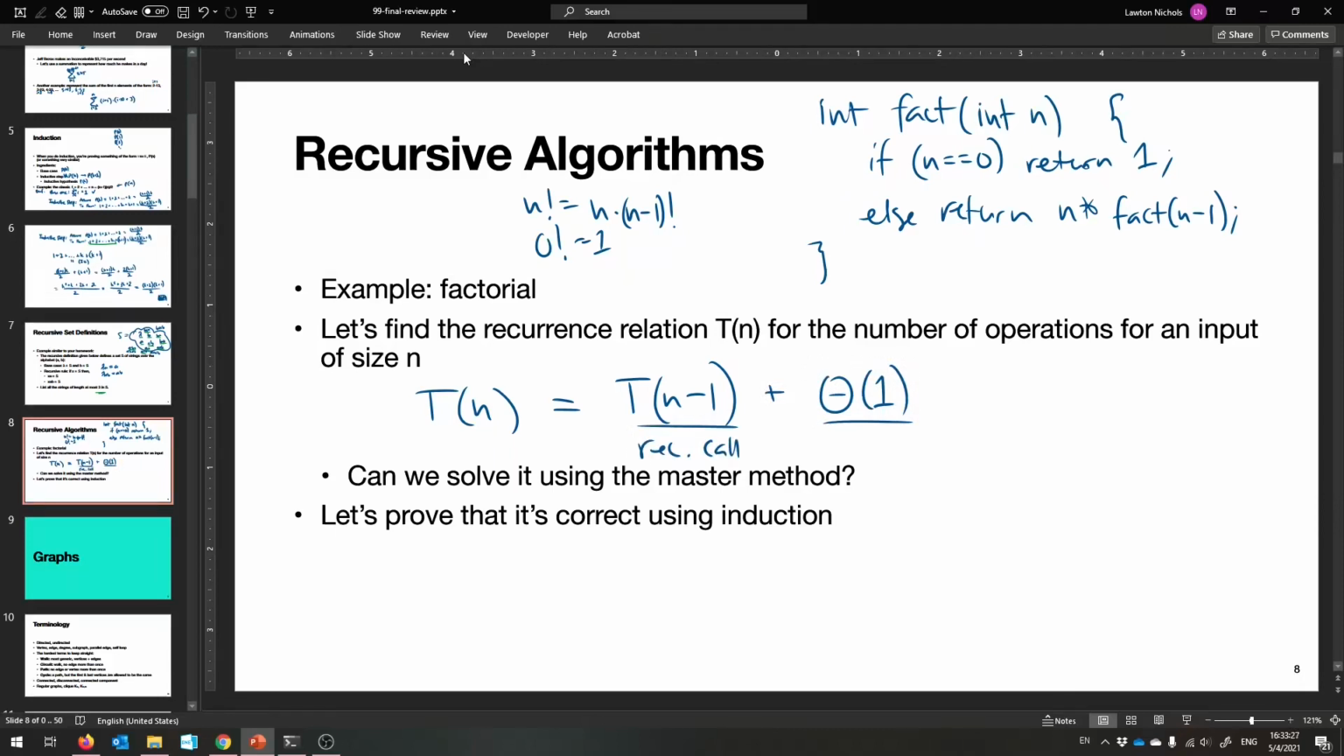And this is everything else. This is like the times. This is like the return. It's just a constant amount of work. So that is the recurrence relation, and if you remember the master method, let's see if it applies here.